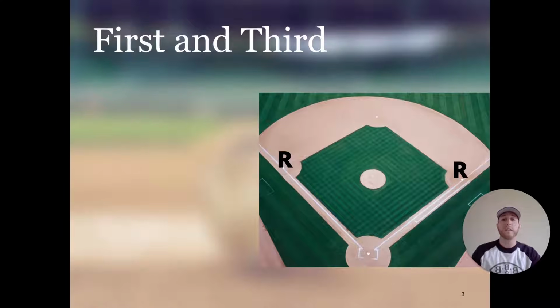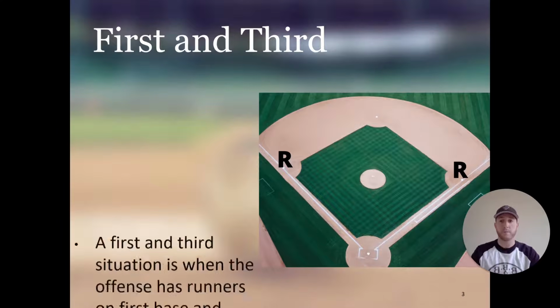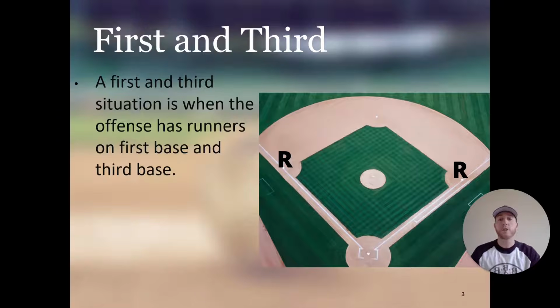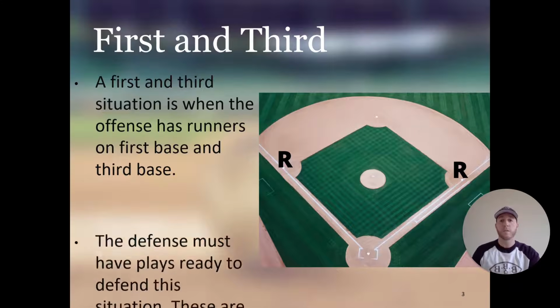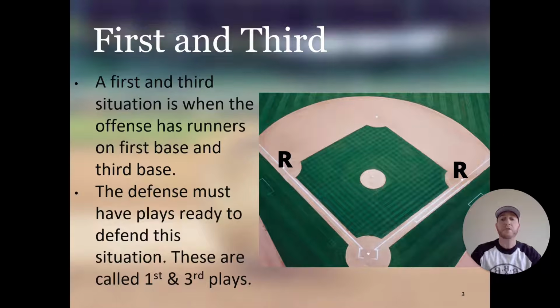So the first one is first and third situation. A first and third situation is when the offense has runners on first base and third base. So as you can see, the runner is here on third and runner is here on first. This is an advantage to the offense when they have first and third situation. The defense must have plays ready to defend this situation. These are called first and third plays for the defense.